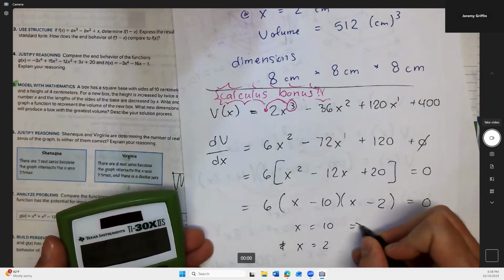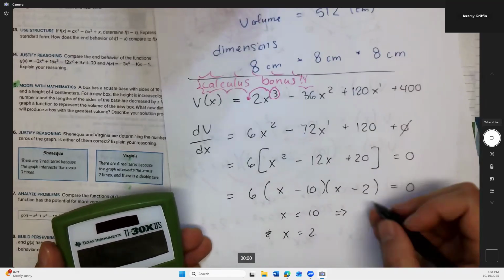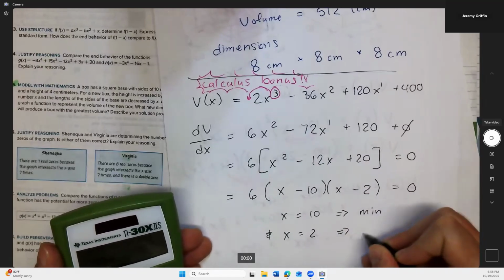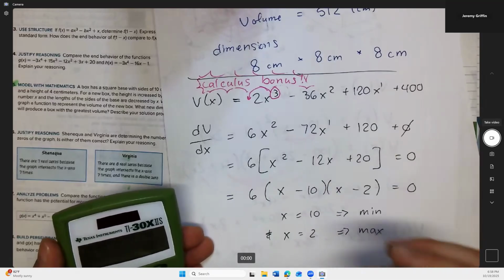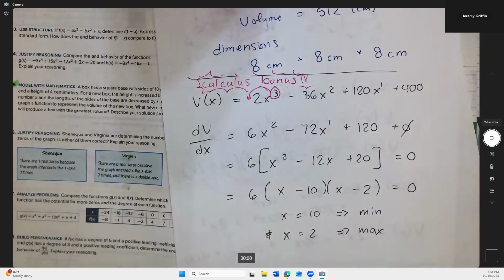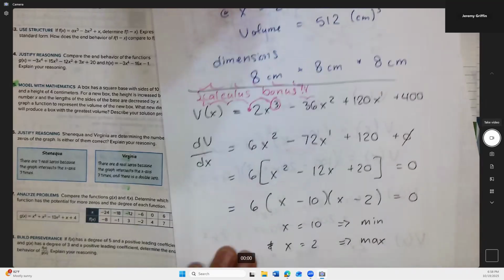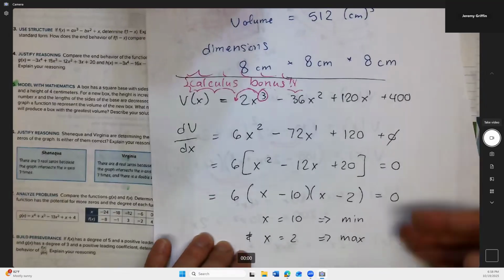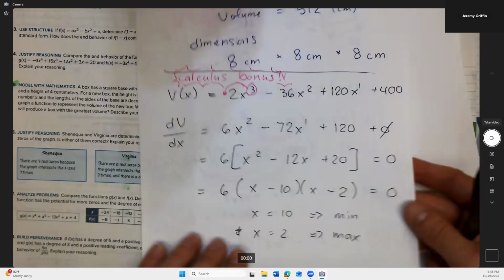Now, you saw on the Desmos graph that one of these showed a minimum and this one showed a maximum. It's a little more of a process, but I want to show you guys that there is a different way to get there, other than just looking at the graph and picking the highest point. There's a more formulaic way to do it.